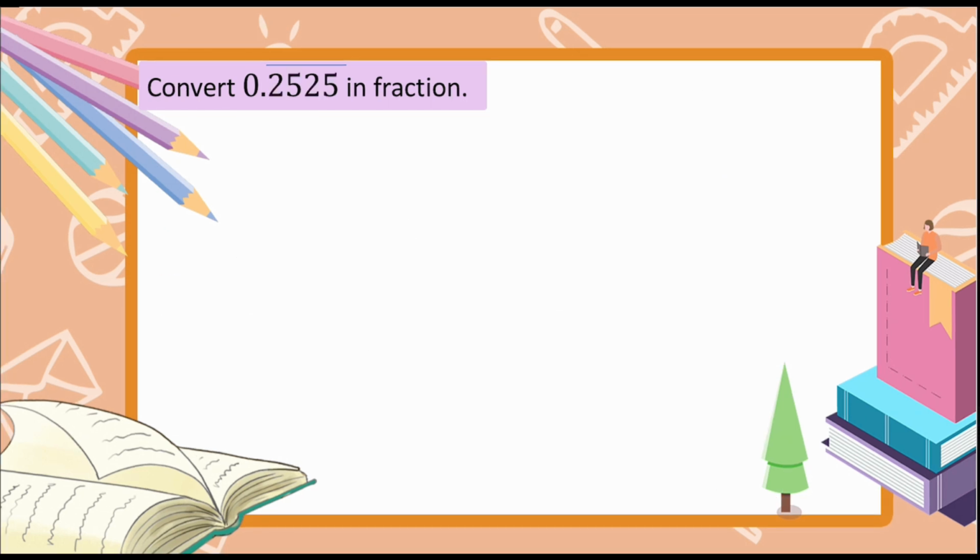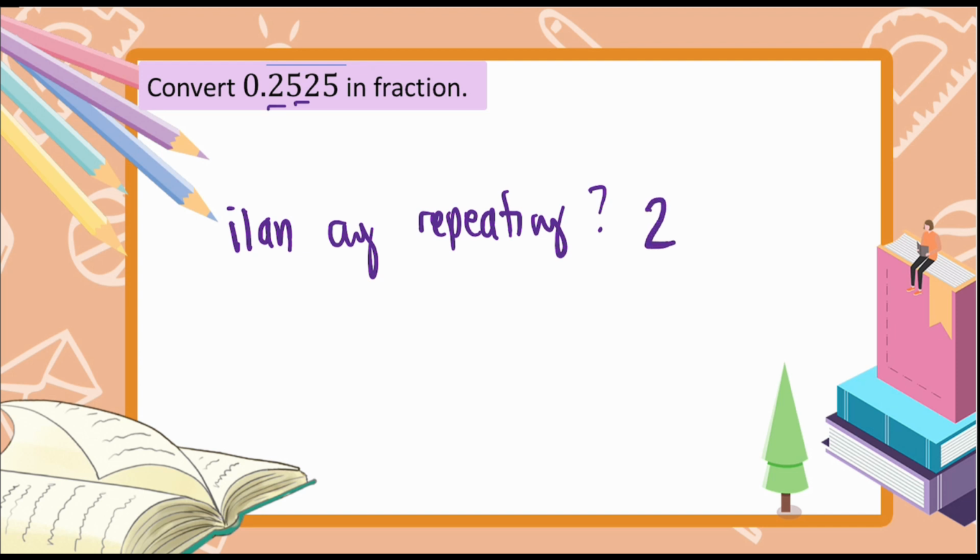Now, let us have this example. Convert 0.2525 in fraction. So, as you can see, the bar sign is over 2525, meaning these digits are repeating. Now, the first thing that you're going to look for is ilan ang repeating. Okay? So, ilan yung ating repeating digits? We have 2 and 5. Therefore, we have a 2. And since dalawa yung ating repeating digits, we have to use 2 nines. So, 9, 9 as our denominator.